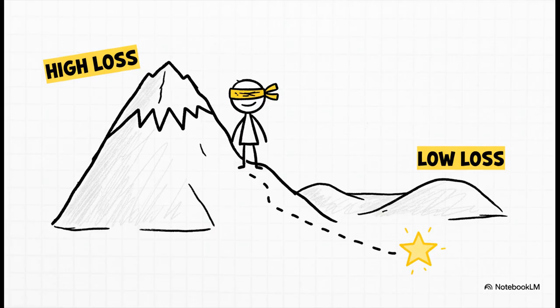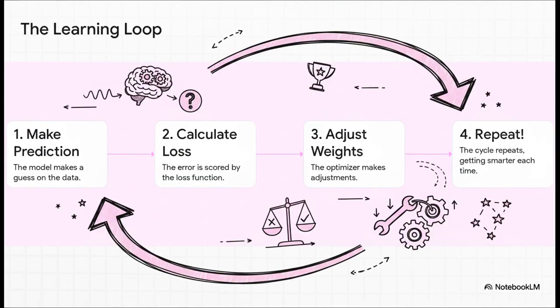Imagine you're blindfolded, standing on a mountain. That mountaintop represents a high loss score. Your goal is to get to the lowest point in the valley. You can't see the path, right? But you can feel the slope of the ground with your feet. Well, the optimizer does the exact same thing, just with math. It finds the steepest downhill direction and takes a step. That's the core idea right there. So these two things, the loss and the optimizer, they work together in this constant feedback loop.